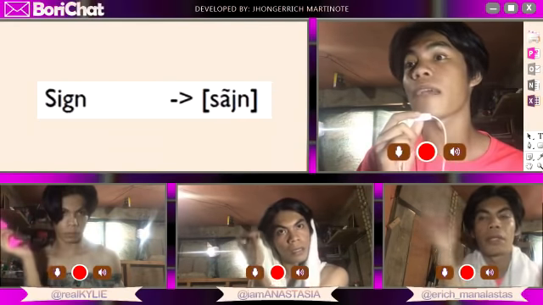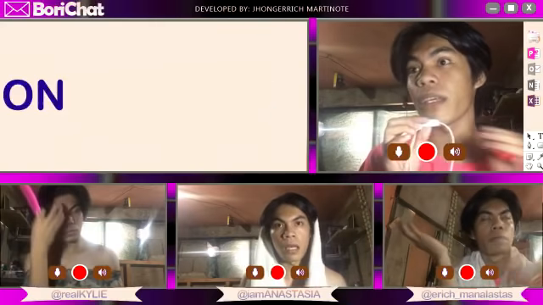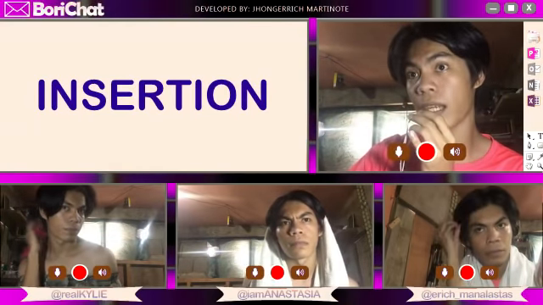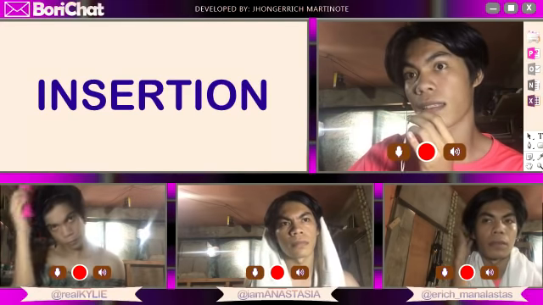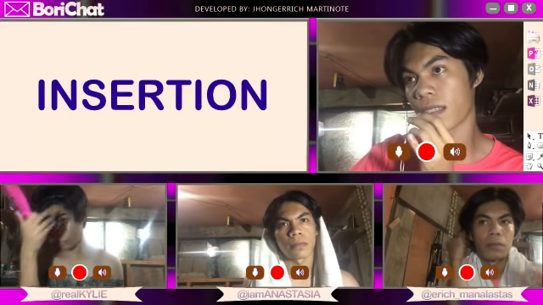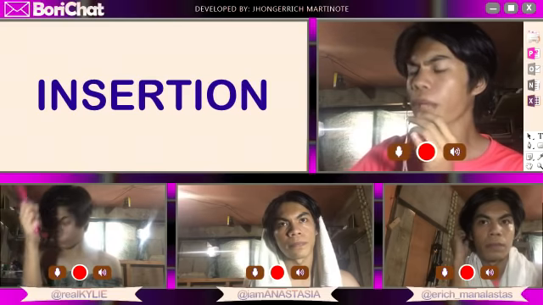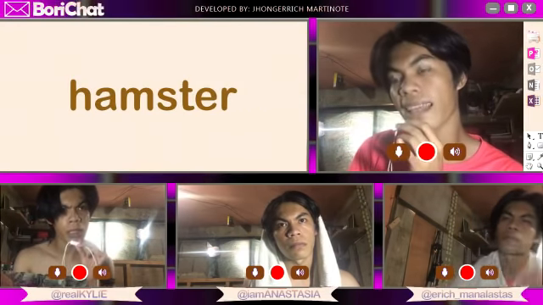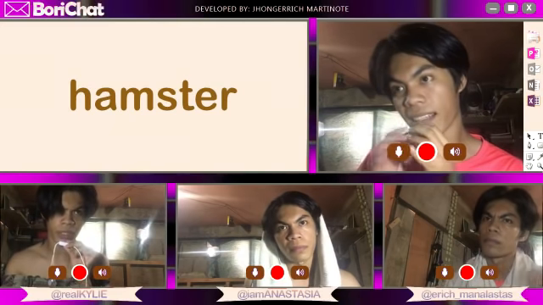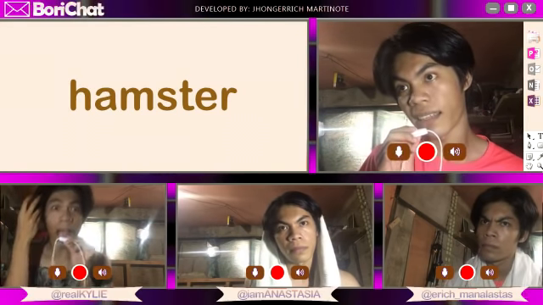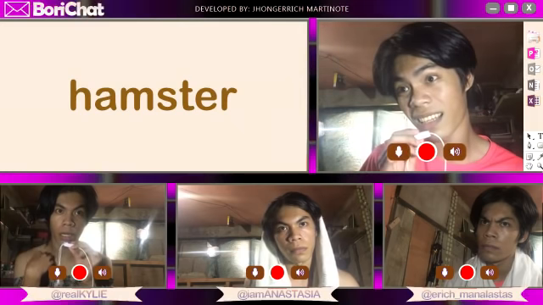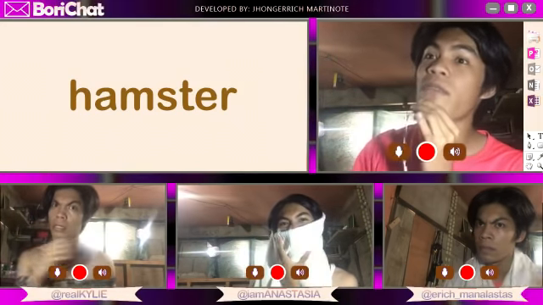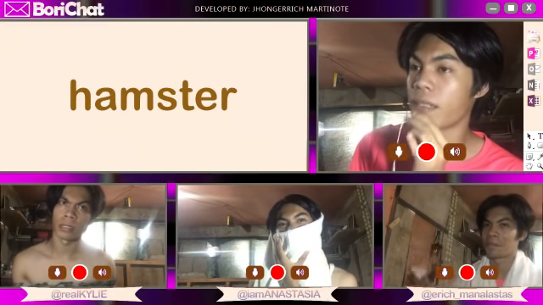So, the last type is the insertion. Here, there is an insertion of a syllabic or non-syllabic segment, also known as epenthesis. For example, Kylie, you read this word. Hamster. Again. Hamster. Galit ka? So, what is your observation with the word as you read it?